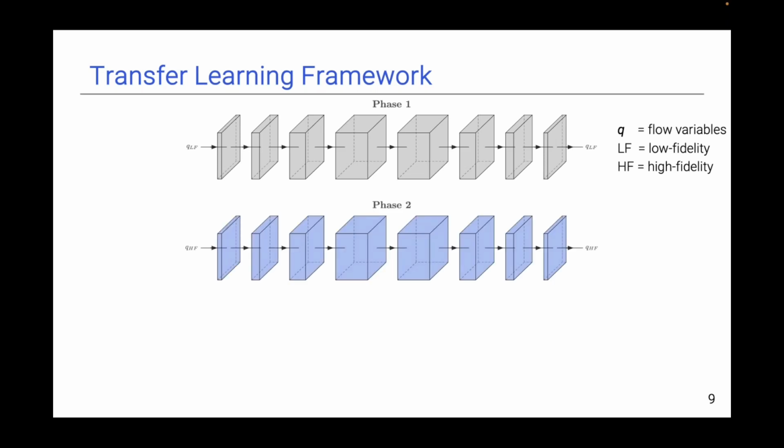In phase 2, we repeat that same process, retrain the entire network, but this time with high fidelity images being the inputs, and then we aim to reconstruct them as the outputs.